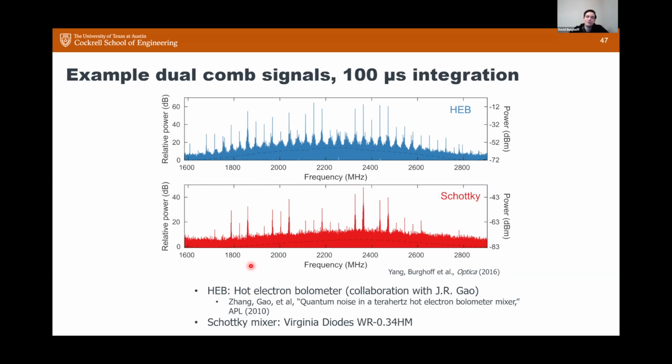This was in collaboration with J.R. Gao in TU Delft. We also did this with the Schottky mixer from Virginia Diodes. I'm not sure if there's going to be an electronic portion to this seminar series, but they make a lot of very high frequency instrumentation for the terahertz range. The nice thing about these Schottky diodes is that they are at room temperature. These HEBs are not. These HEBs are cooled to about liquid helium temperature.